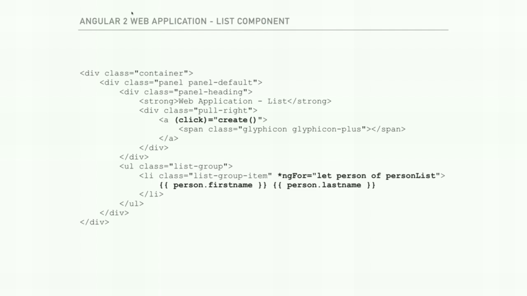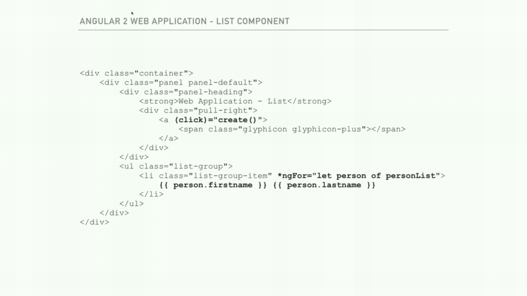But ignoring all of the Bootstrap, let's take a look at the link with the glyph icon plus. So it actually has a click event. So when we click on it, it's going to call that public create method. And if you're familiar with Angular 1, you'll probably remember it being ng-click. It works the same, just has a slightly different name. Then if we drop down into our list, our unordered list, we have an ngFor. So this is similar to ng-repeat if you're coming from Angular 1.